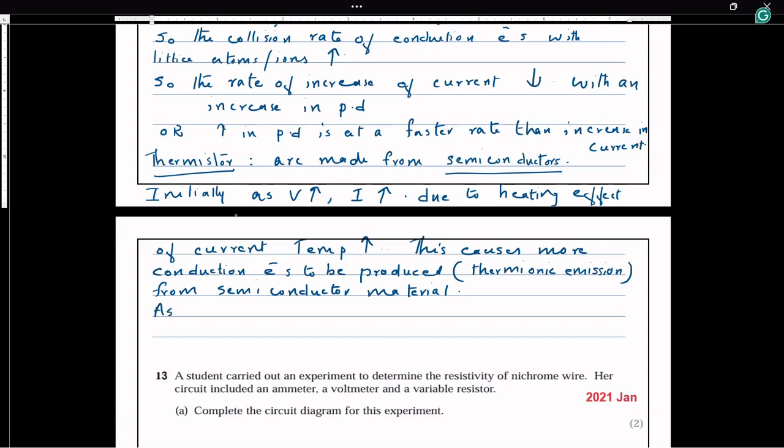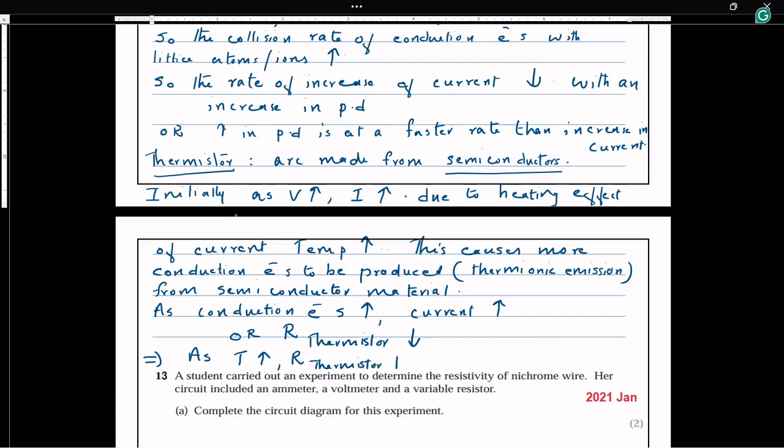As conduction electrons increase, current increases, or the resistance of the thermistor decreases. So as a conclusion, we can say that as temperature increases, the resistance of the thermistor decreases, so having a negative temperature coefficient. This is the meaning of saying that they have a negative temperature coefficient.